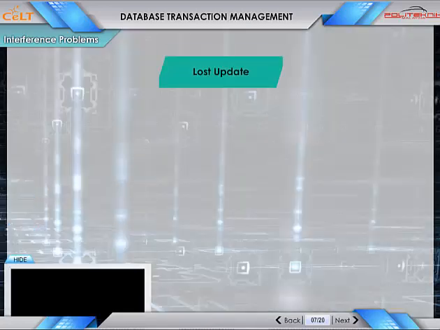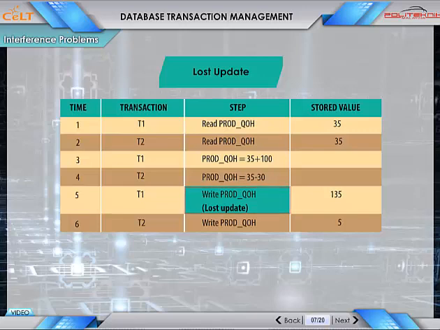Lost updates. Lost updates occur when two or more transactions select the same row and then update the row based on the value originally selected. One user's update overrides another user's update. The last update overrides updates made by the other transactions, which results in lost data.